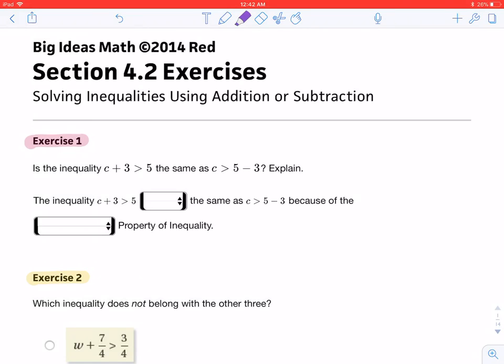Hey guys, so I'm making this section 4.2 exercises video for you so that as you're going through the exercises online, if you get confused on a question where you think, I totally don't understand what this is asking, instead of being confused on how to do it. I know some of these questions are formatted kind of odd. So this video is specifically for you to be able to understand what the question is asking.